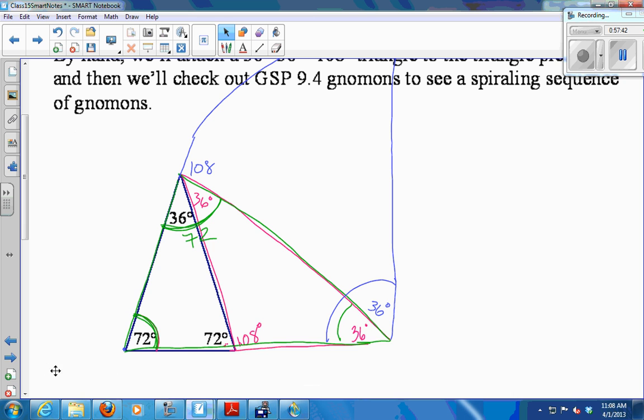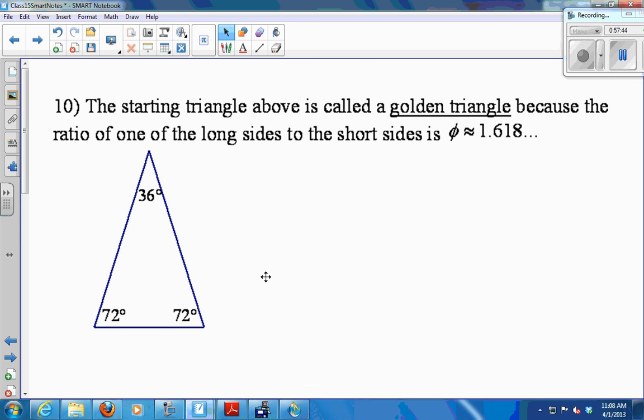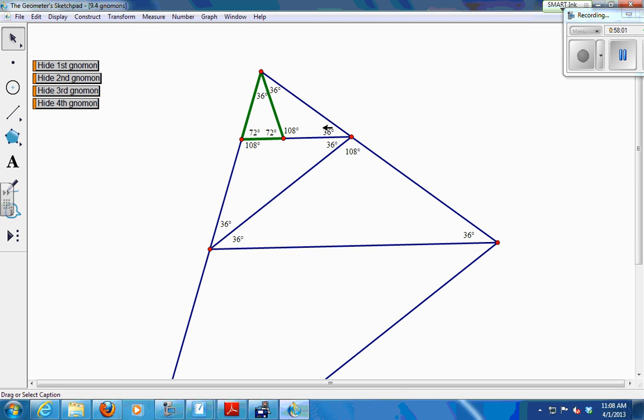So you probably will not be surprised to learn that this is called a golden triangle. Why? Because the ratio of one of the long sides to the short side is always 1.61803, no matter how big you draw this triangle. Right, so let's look here.